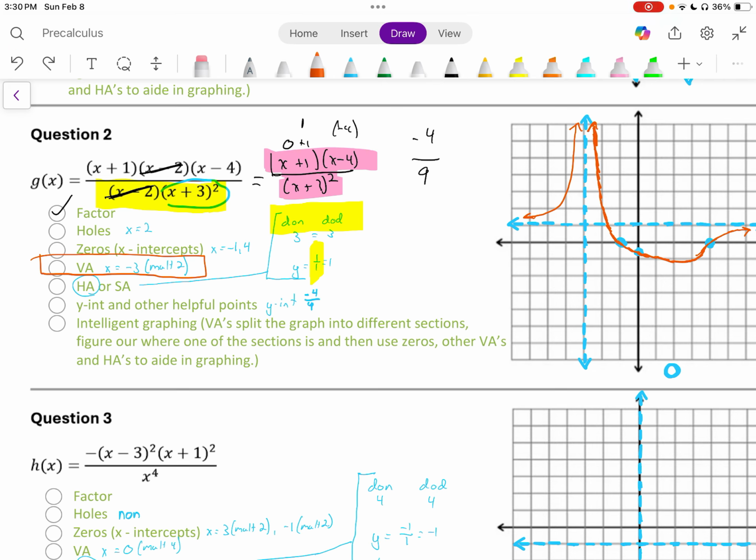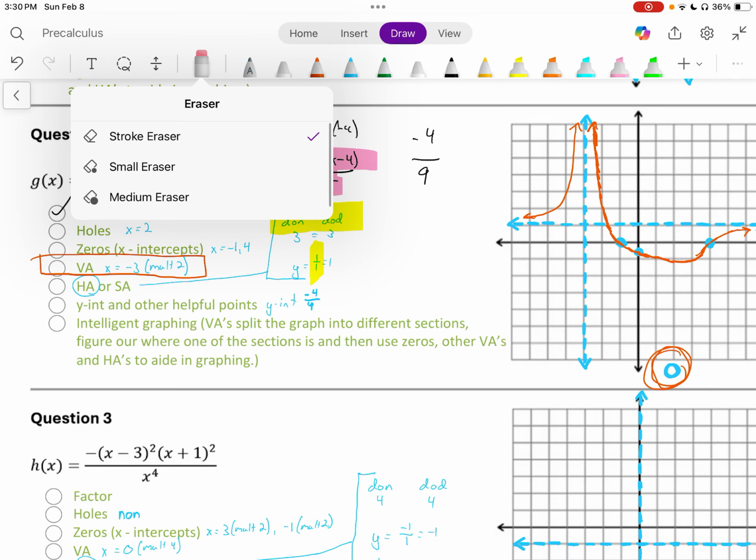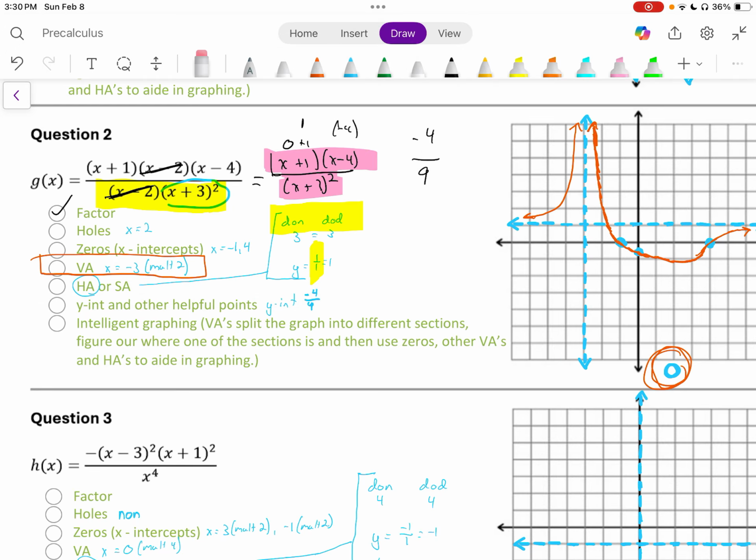And now one other thing, we're not finished yet. We have this O down here, this circle, to remind us that there is a hole in the graph. So we're going to pull out an eraser. At y equals 2, we're going to erase that, and we're going to put an open circle to show that there's a hole in the graph there. And so there is that function.